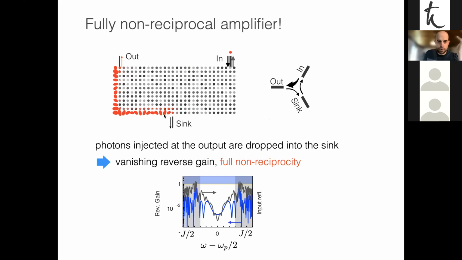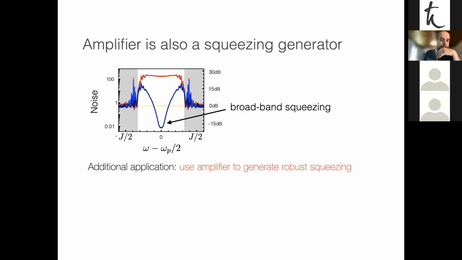Okay, and here I also want to show that it's fully non-reciprocal. If you inject something at the output, it's going to be ejected at the sink. As a consequence, there is very little back reflection and very little reverse gain. Also, this is something that has been mentioned by Nicola. If you have a phase-sensitive amplifier, one quadrature is amplified and the other is de-amplified, and this also leads to squeezing of fluctuations. So you can, in principle, use this as a broadband squeezing generator.